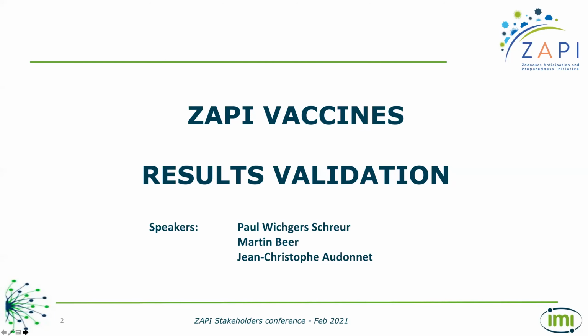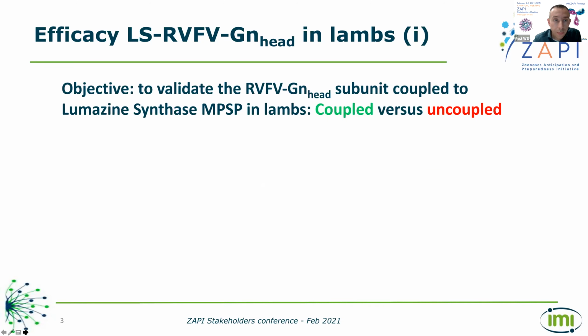Yes, this is Paul Wiegerseur from WBVR. In this part, I will focus on the validation of the MPSP particles used in a lamb vaccination trial. Next slide, please. The objective of this work was to validate the GN head subunit produced using the baculovirus system coupled to lumazine synthase, and to really assess the influence of coupling.